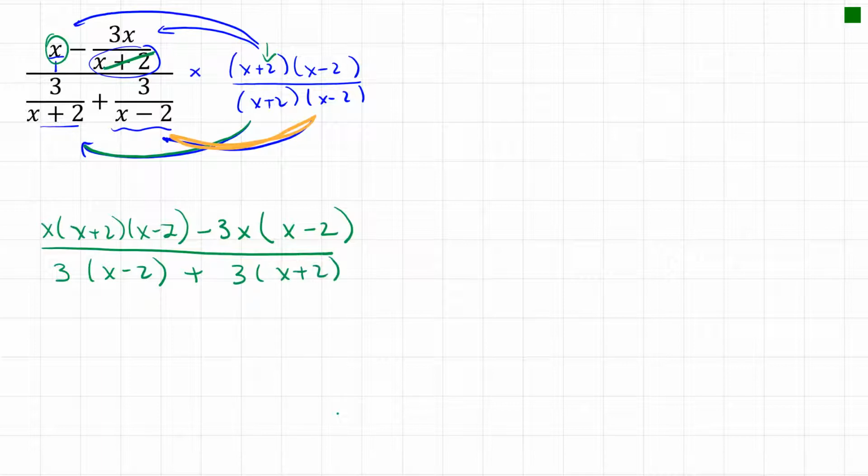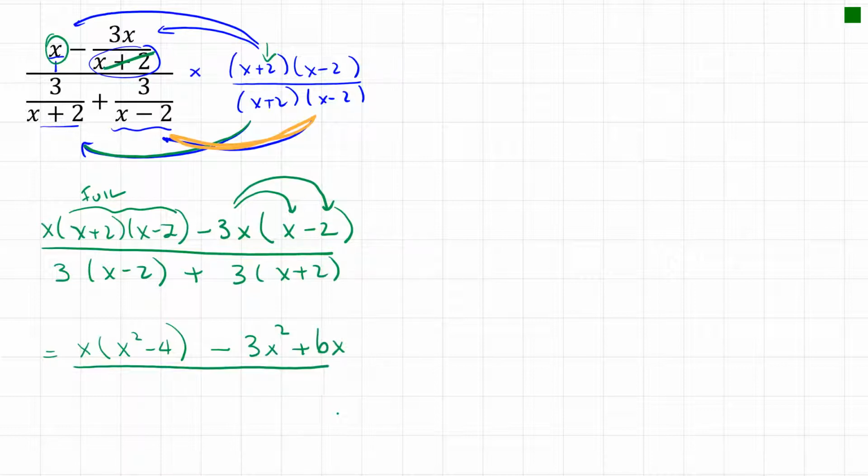All right, now let's do some multiplying out. Here you can FOIL, or you could recognize that that's the difference of squares. So I'm going to rewrite that as x times x squared minus 4. If you FOILed, you're just going to add another step, but that should give you the same answer. Here I'm going to multiply this in, and I'm going to get negative 3x squared plus 6x. And in the denominator, 3x minus 6, that's multiplying this in, plus another 3x plus 6.